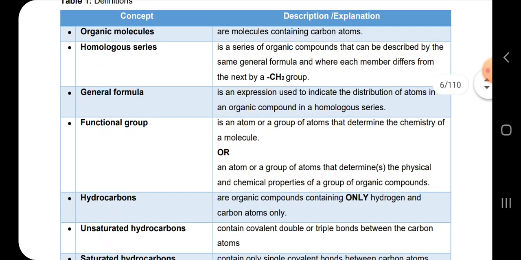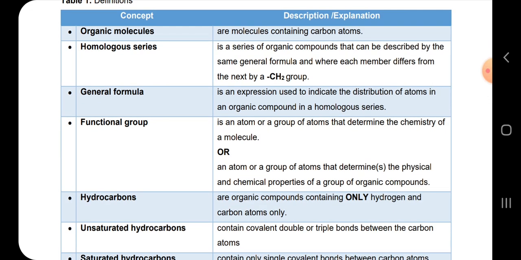And then you have to know the general formula. What is the concept of general formula? It's an expression used to indicate the distribution of atoms in an organic compound in a homologous series. So the general formula just describes how many carbons we have in that structure, in that molecule. We have how many carbons and how many hydrogens, let's say, because it's about bonding two molecules. But we deal with covalent bonds. Covalent bonds are bonds between nonmetals. Both carbon and hydrogen are nonmetals.